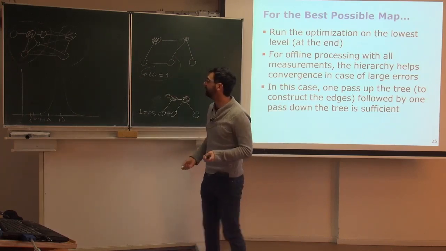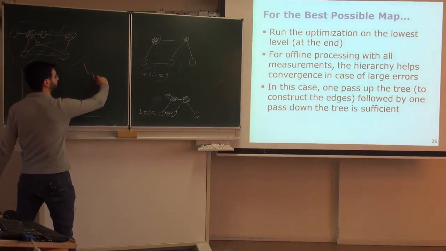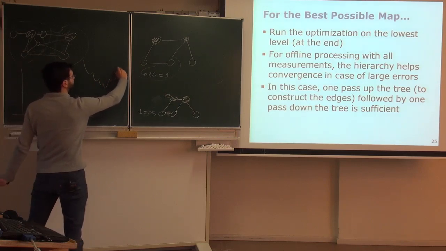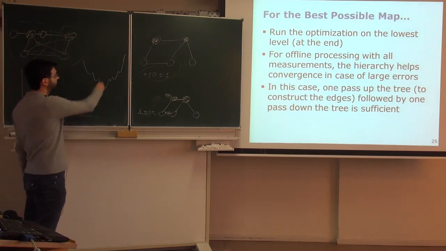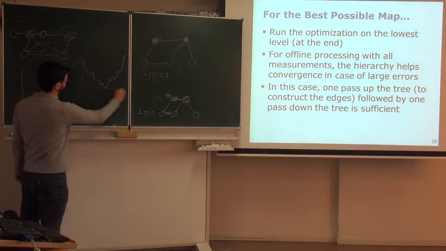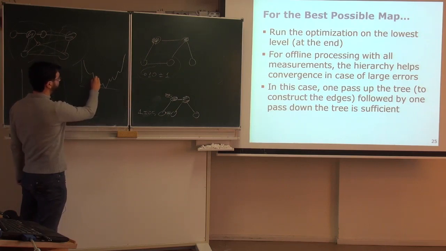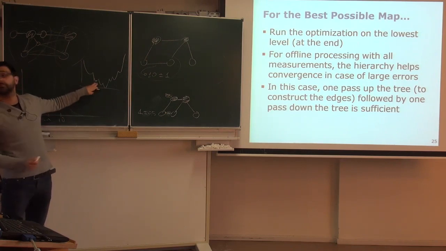Let's imagine this. Imagine that you have something which is like this. Okay, so that's your cost function, I'm just assuming. And if you have a lot of measurements, it might be that if you start here, you might be stuck down here. So you don't reach the real minimum, but you reach a local minimum.